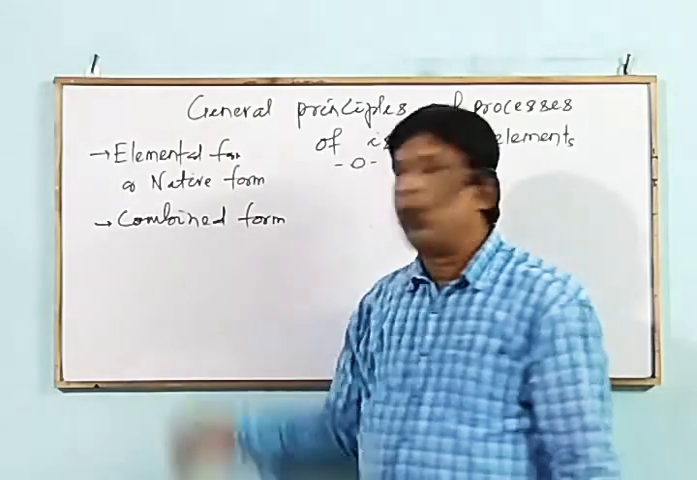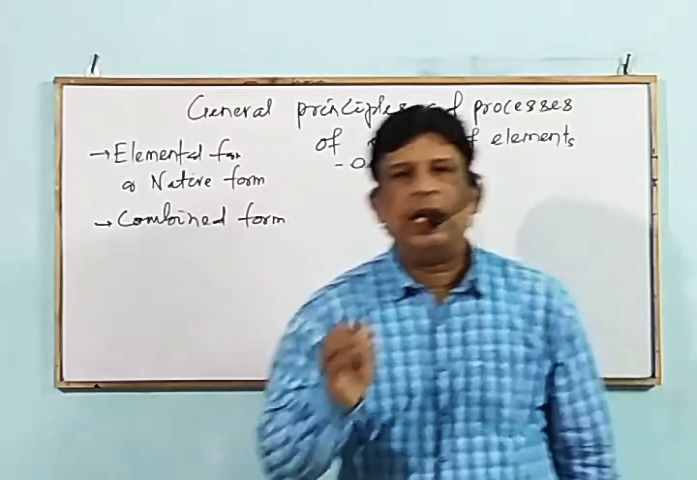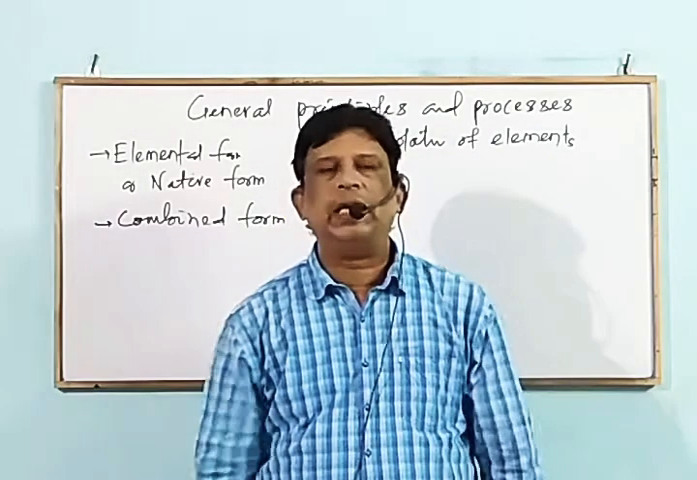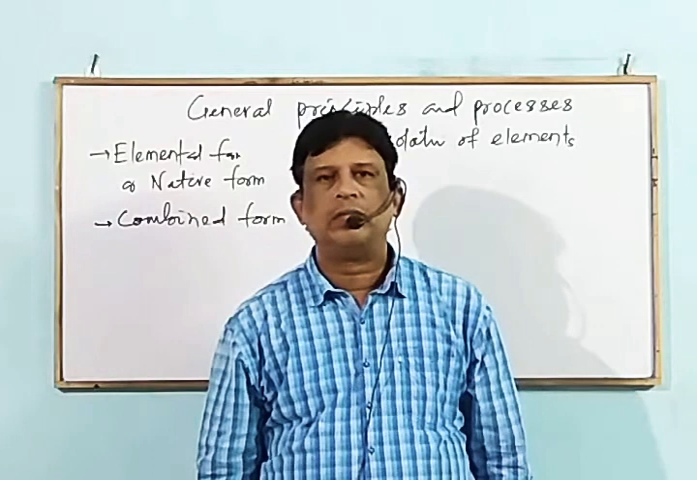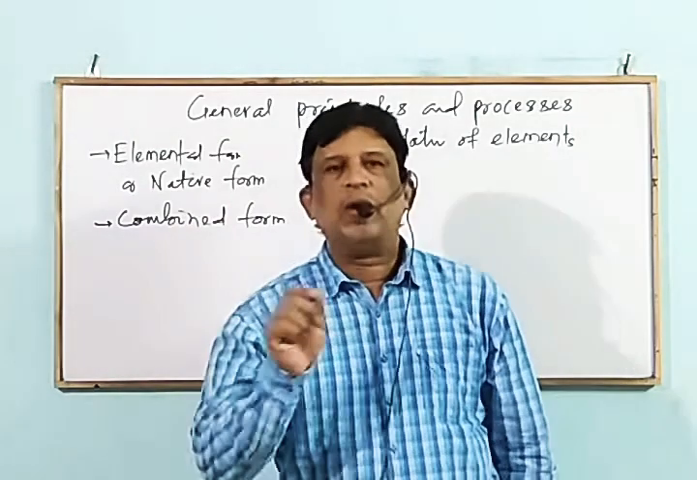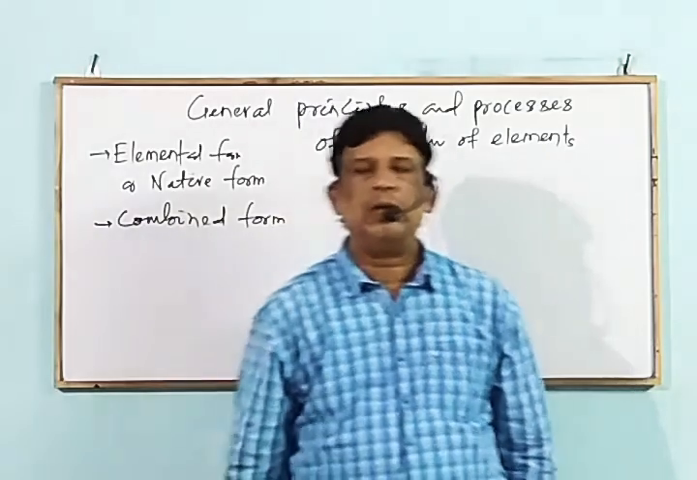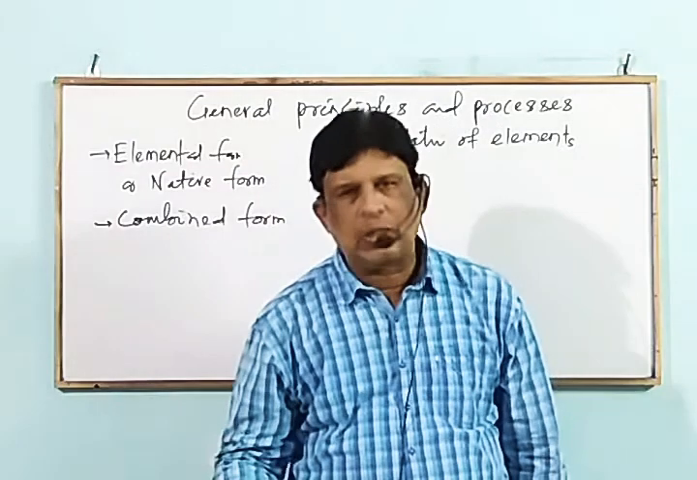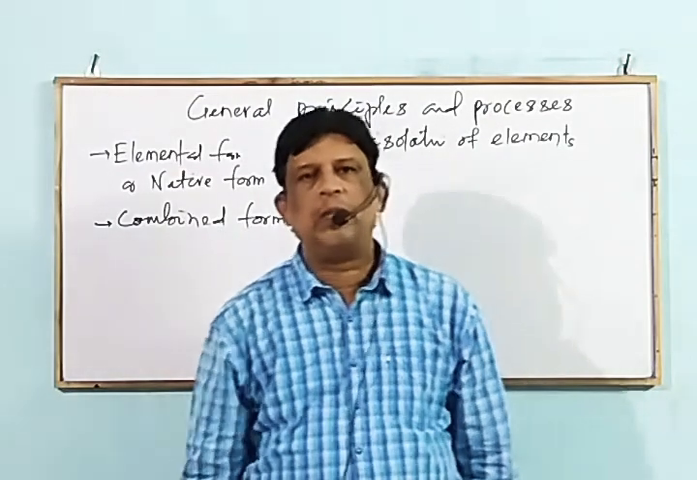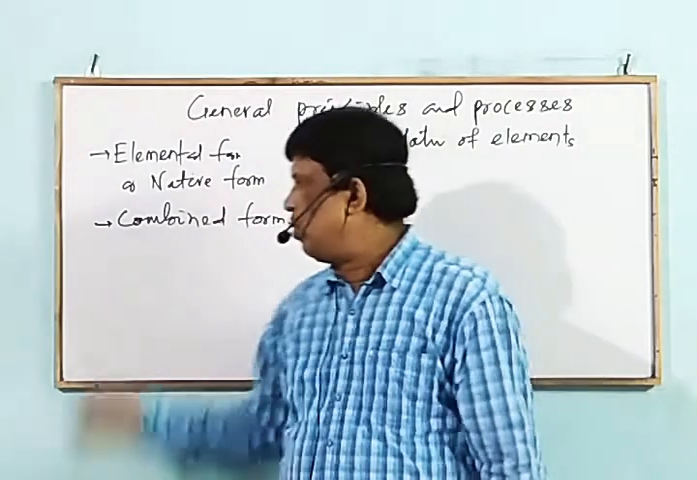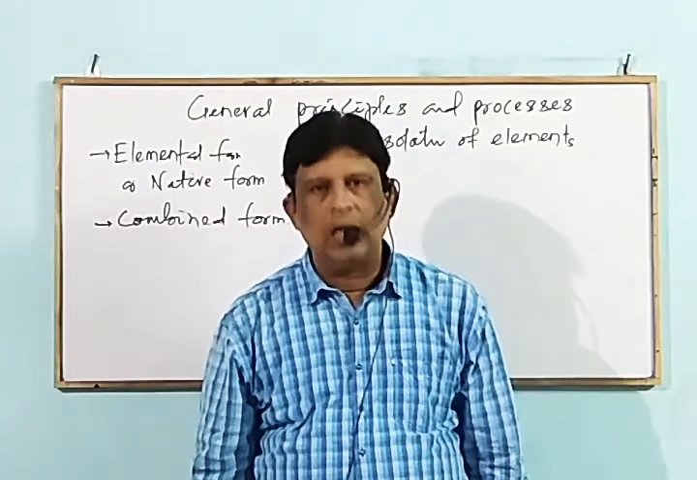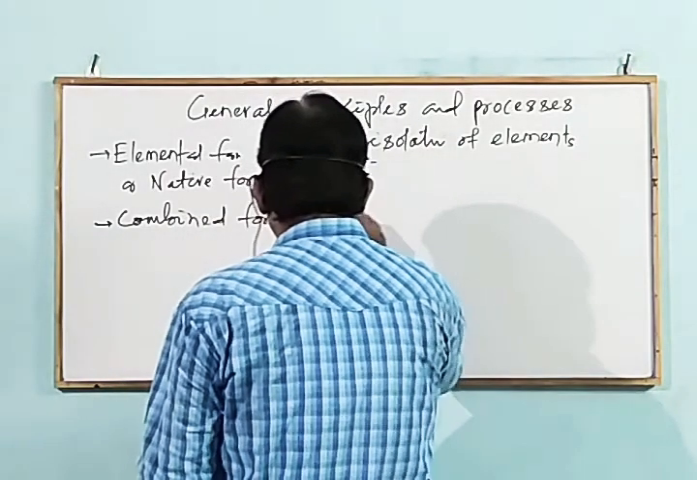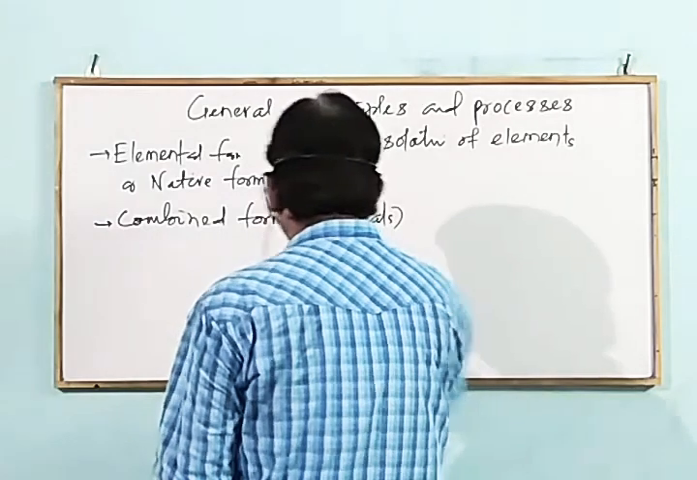The second one is combined form. Those elements possess a strong affinity towards moisture, oxygen, and carbon dioxide of the atmosphere, and remain in the combined form: oxide form, hydroxide form, carbonate form, sulfide form. Then these are known as minerals. In combined form, these are known as minerals.